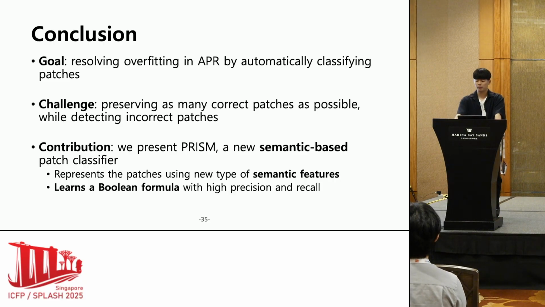So this is the end of my talk. In this work, we developed a technique that automatically classifies patches to address the overfitting problem in APR. The key challenge is that APR performance can only improve when we preserve as many correct patches as possible while detecting many incorrect patches. To achieve this, we proposed Prism, a semantic-based approach to patch classification. Our technique has two main key ideas. First, it represents patches using a new type of semantic features. And second, it learns a Boolean formula with high accuracy. Thank you for listening to my talk.